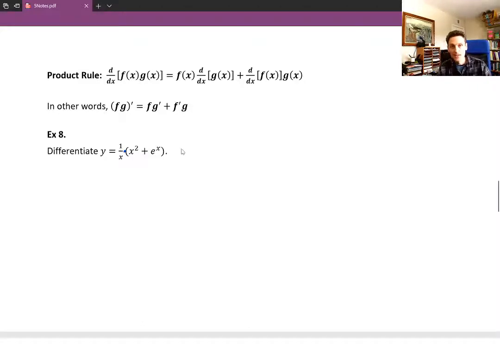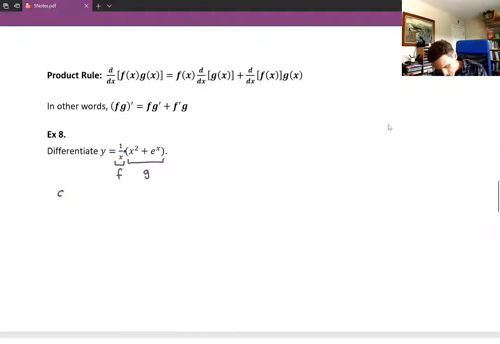So let's apply that to example 8. In example 8, the f is 1 over x. The g is x squared plus e to the x.